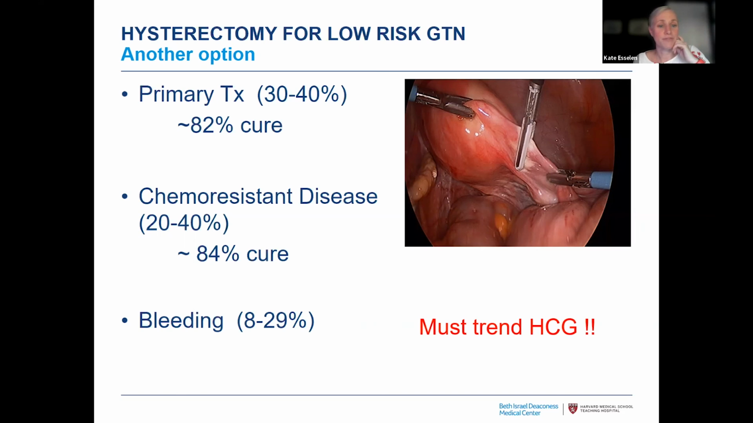It's also a treatment option for patients who have chemo-resistant disease. Usually we go on to treat them with a second single agent if they're low risk and get a very high cure rate, but another option might be to do a hysterectomy in that setting. Again, the cure rates in the secondary setting are also over 80%. And for patients who are hemorrhaging, where you cannot control the bleeding with other methods, it is reasonable to consider a hysterectomy for those patients as well. These percentages are from the series that look at hysterectomy for low-risk GTN: a third to almost half are primary treatment or chemo, and the others are chemo-resistant disease. It's pretty rare to need to do a hysterectomy for bleeding.